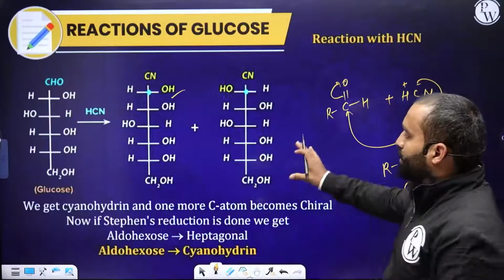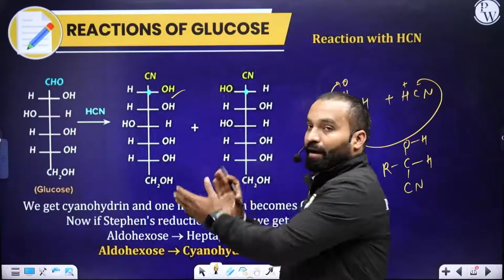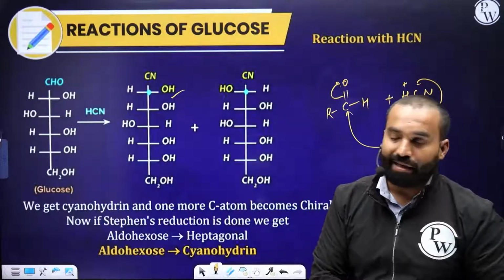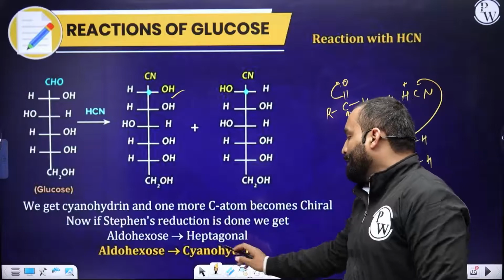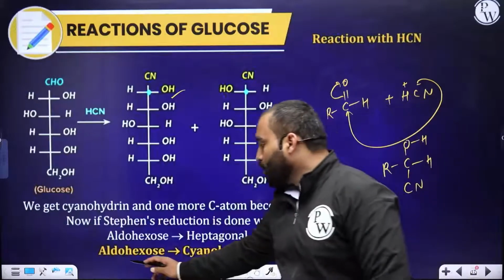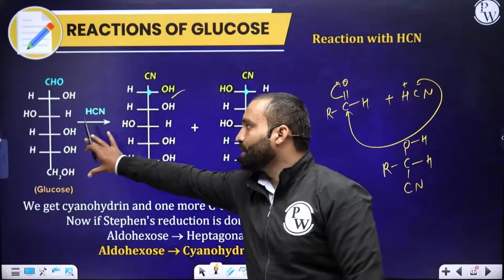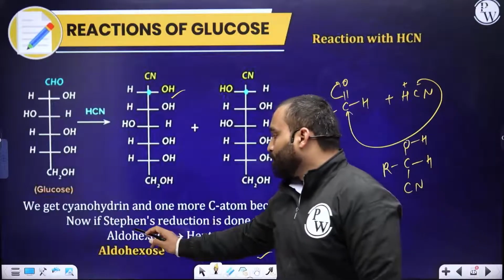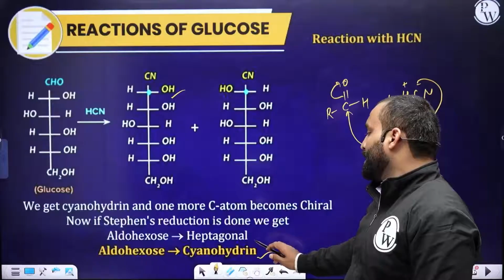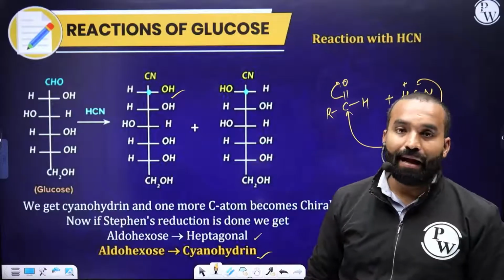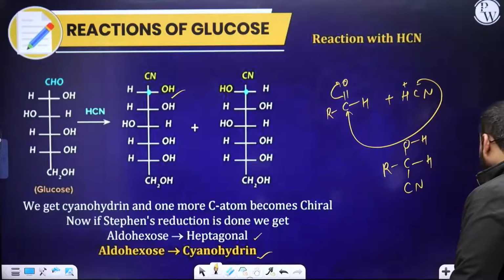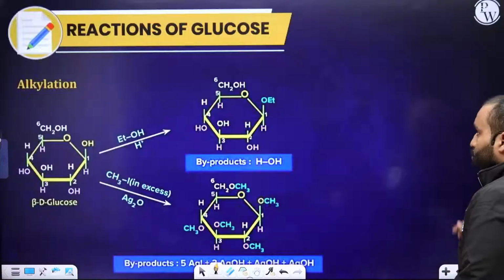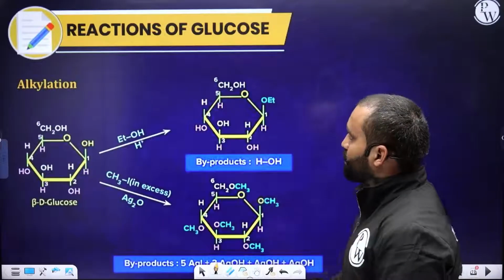If I treat the compound obtained with SnCl2 in the presence of HCl, you will obtain the aldoheptose. You will obtain the cyanohydrin compound, and if Stephen reduction is done, we will get the aldoheptose. Alright everybody. Next, this is the cyclic structure of glucose.